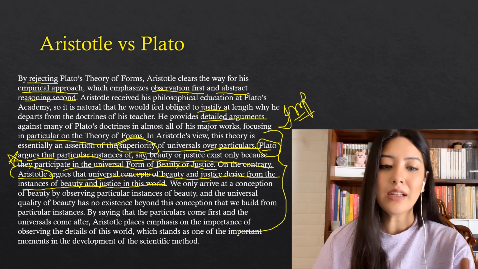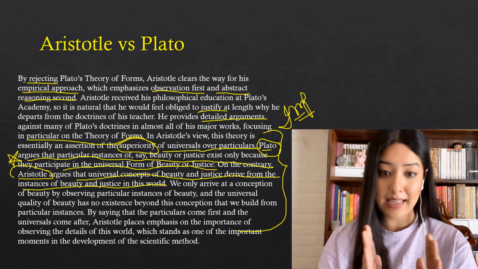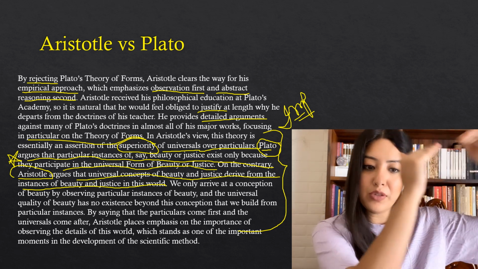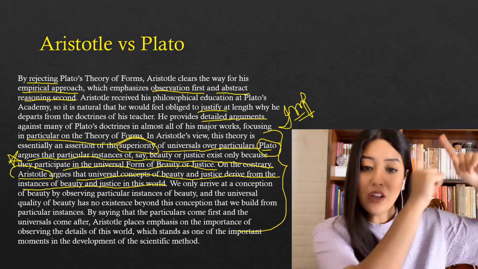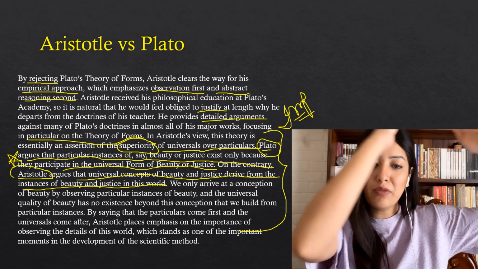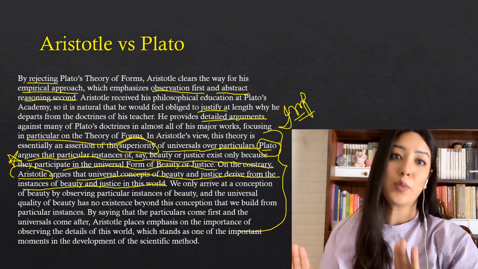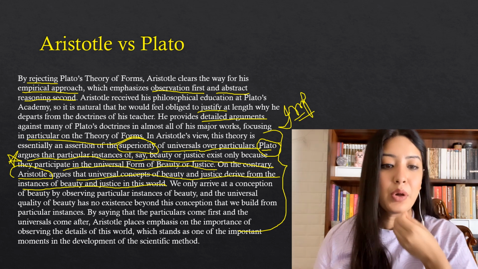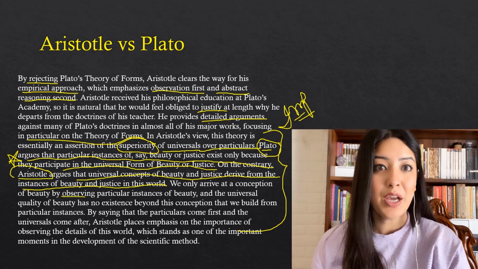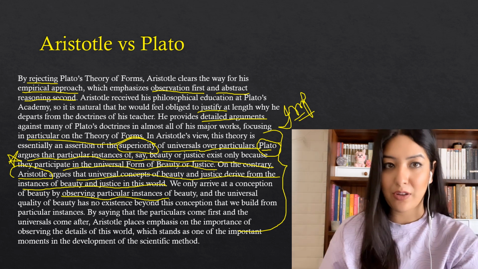So I'll read it again. Plato argues that particular instances of beauty and justice exist only because they participate in the universal form of beauty or justice in the realm of forms. On the contrary, Aristotle argues that universal concepts of beauty and justice derive from the instances of beauty and justice that we see in the world. Like that. So we only arrive at a conception of beauty by observing particular instances of beauty. We try to understand what beauty is by observing instances of beauty, right?